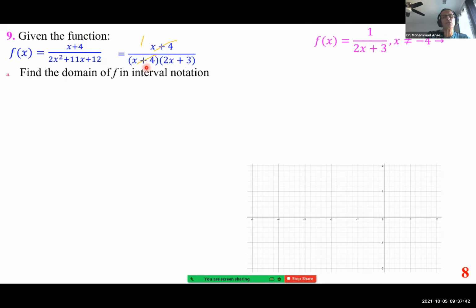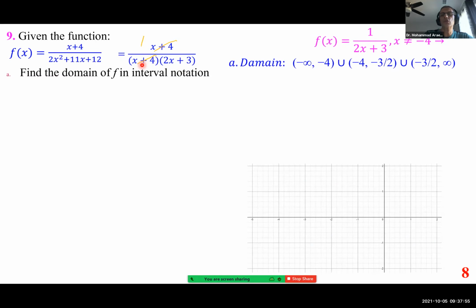X can't be negative 4 and x can't be negative 3/2. I hope you realize that you have to set the two denominators equal to 0, the two pieces, the two factors. And so you exclude the two numbers, negative 4 as well as negative 3/2.